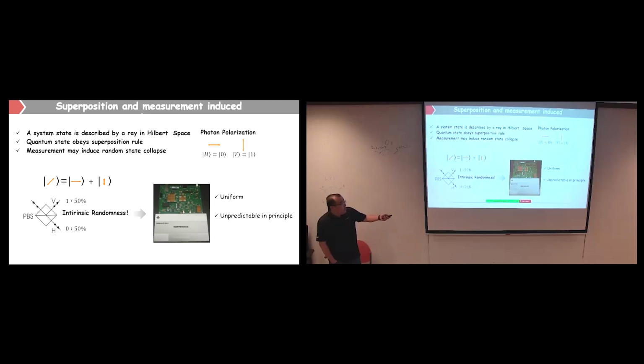Here, I just pick one product from QuantumCTek. It's a spin-off company of our university, actually of our group. And it sells quantum random number generators just like ID Quantique does. So you can actually purchase such a thing. And it's uniform and unpredictable in principle.